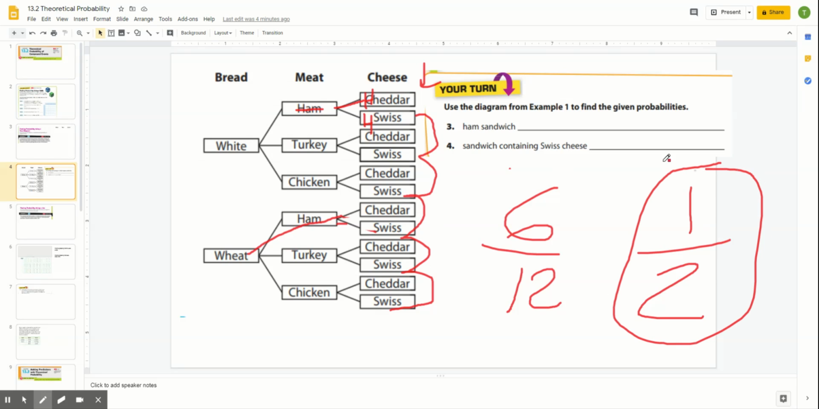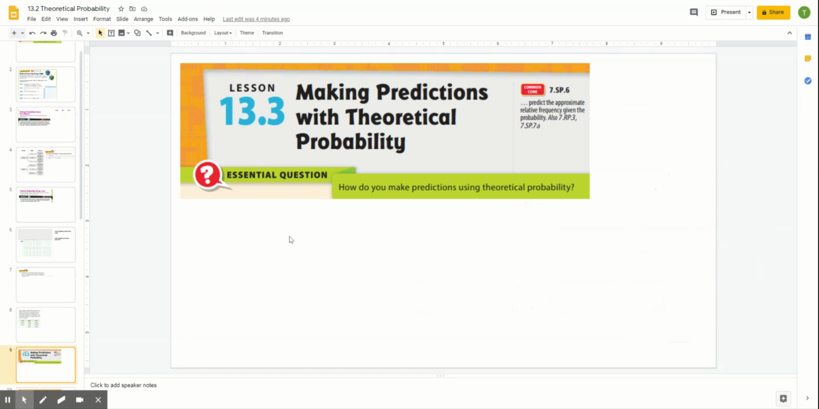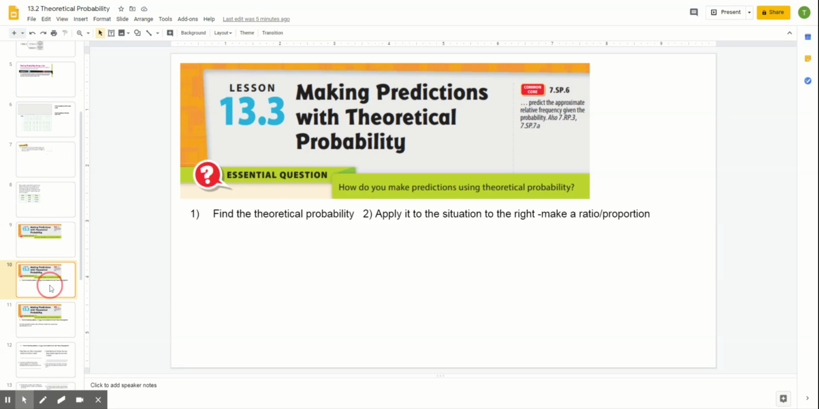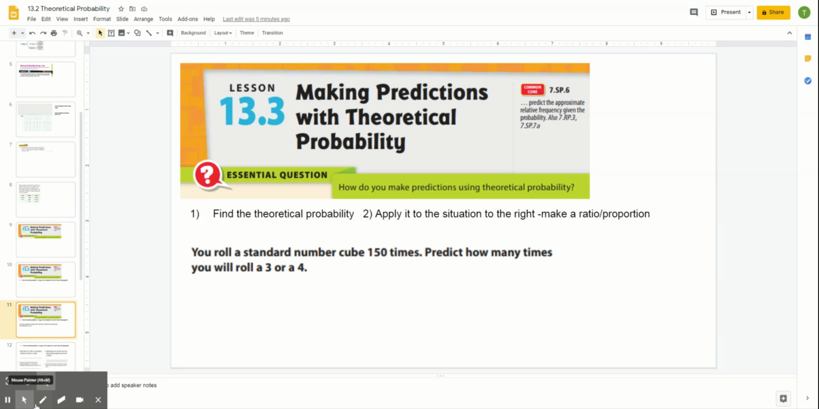So that is this. The next lesson woven into our combined lesson today is making predictions with theoretical probability. We've done this already in our different lessons, but we're just going to review it here. So what you need to do again is find the theoretical probability, and then you have to apply it to the situation, all right, to make a ratio or a proportion. All right, so let's look at this one. You roll a standard number cube 150 times. Predict how many times you will roll a 3 or a 4.